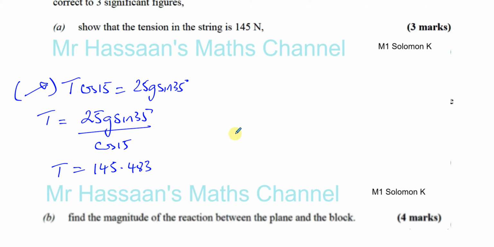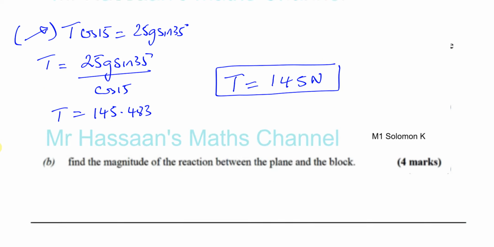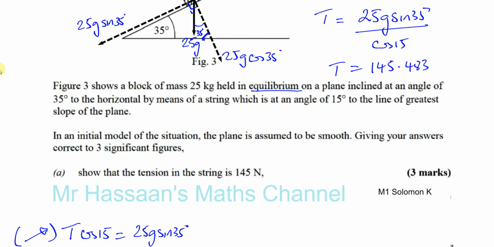So then we round our answer to 3SF. So it's 145 newtons, and that's the answer to 3SF. And we've shown it very clearly with these steps. Then it says, find the magnitude of the reaction between the plane and the block. So we've got to find the value of R.